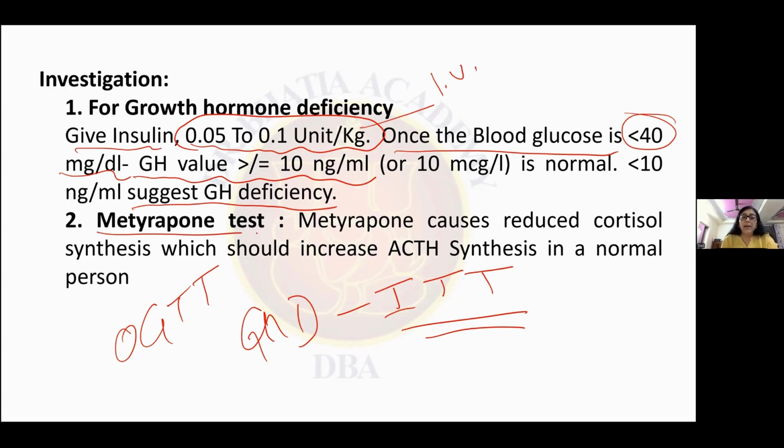Then we also have the metyrapone test. Metyrapone causes reduced cortisol synthesis, which should increase ACTH synthesis in a normal person. If we fail to achieve this, we are again dealing with a pituitary failure.